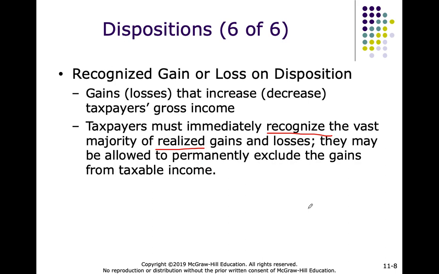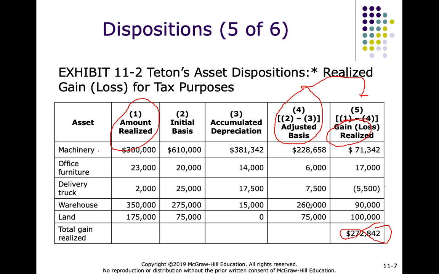For example, going back to the previous example, we sold this machinery, and we have realized a gain on it. If this was a like-kind exchange, where I have exchanged an older machinery for a new machinery, this gain that's realized may not be recognized for tax purposes. The same thing with the loss on the delivery truck.